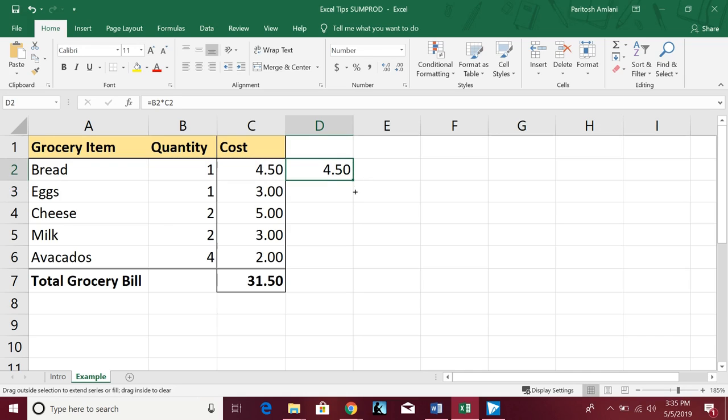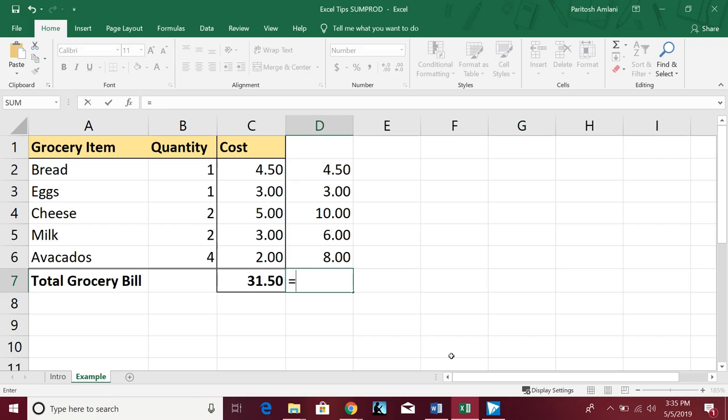If I drag this formula further below, same thing for the eggs. Now cheese is where it's a little different, so it's 2 times 5, which would make it 10. Let's see if that is true. Yep. And then I do it for the rest of them as well. I would total these up, and let me do a check to see if this is the actual value. I would sum these and see what the total is. There you go, $31.50.